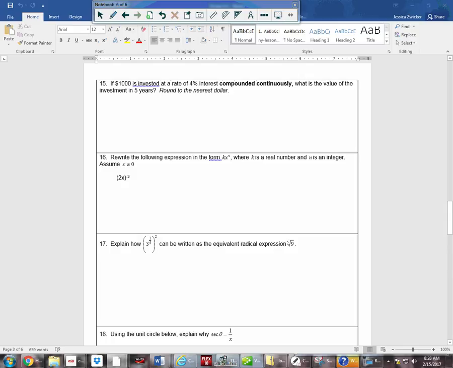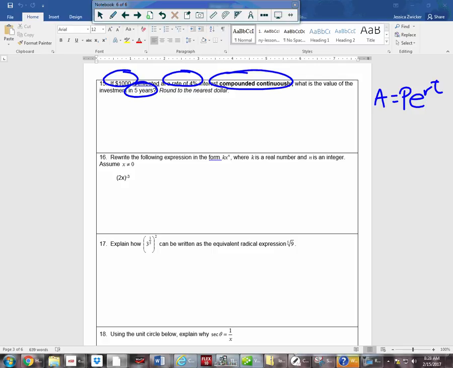Number 15, if $1,000 is invested at a rate of 4%, compounded continuously, the compounded continuous formula is A equals P e to the exponent RT. What is the value in 5 years? 1,000 is your initial value, so that's P. The rate is R as a decimal, 0.04. And the T is time, 5 years.